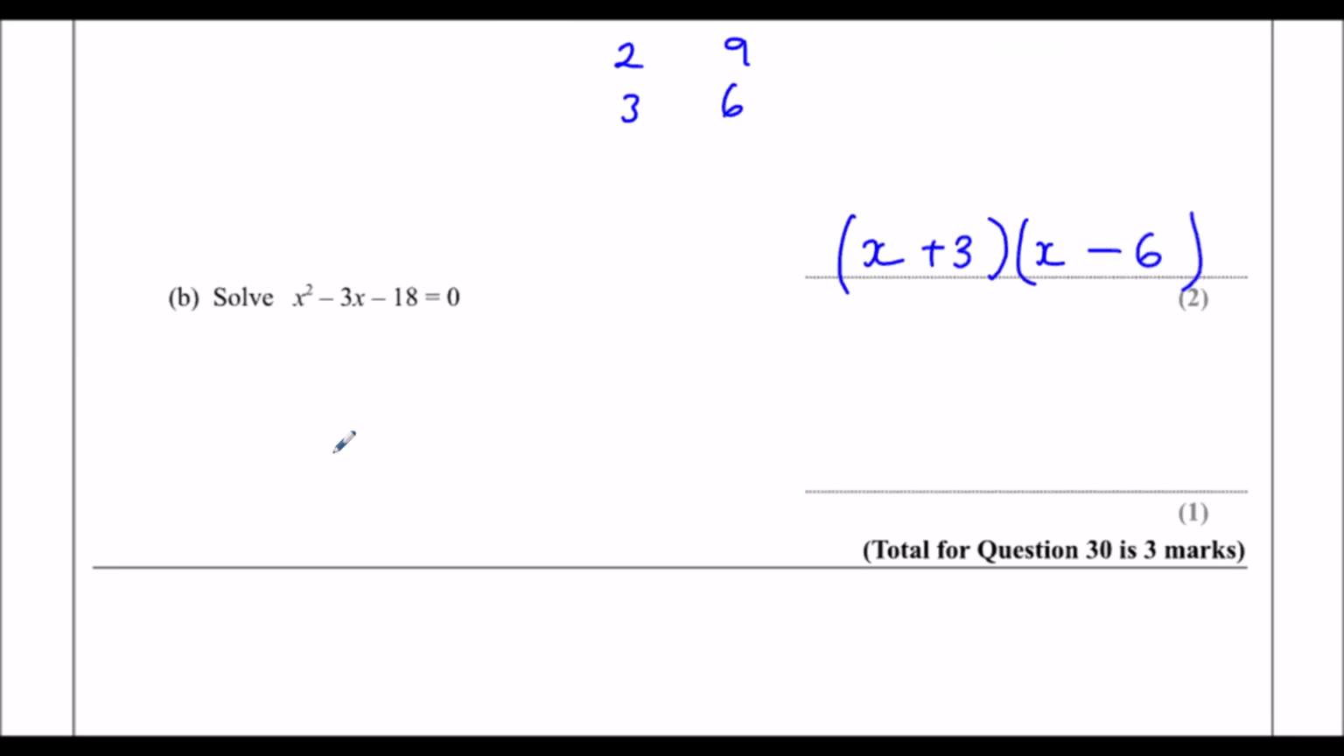And part B says solve. So we're solving this equals 0. So x plus 3 times x minus 6 equals 0. For this to be 0, either the first bracket has to be 0 or the second bracket has to be 0. So what does x have to be to make the first bracket 0? What number plus 3 is 0? So it's negative 3. And what makes the second bracket 0? It's a positive 6. 6 take away 6 is 0.